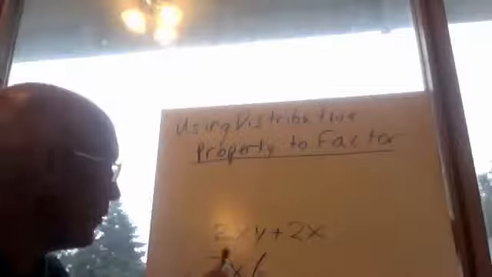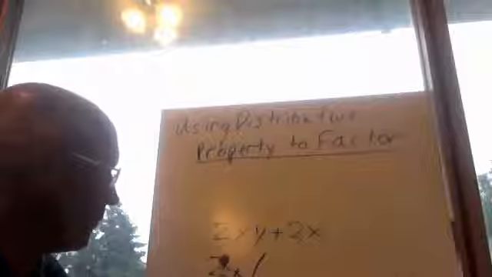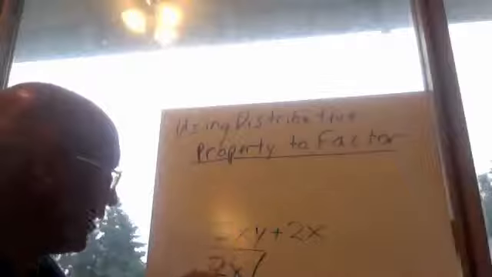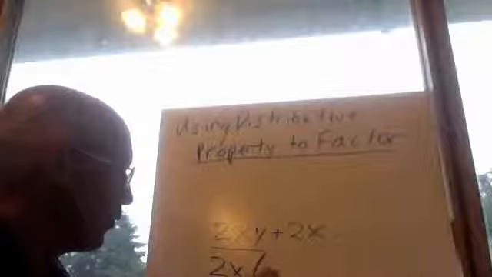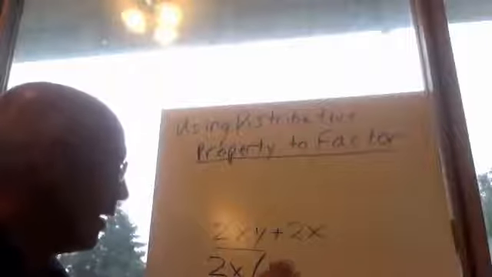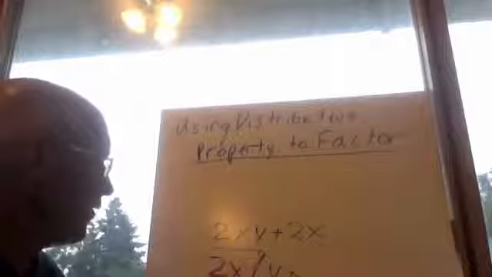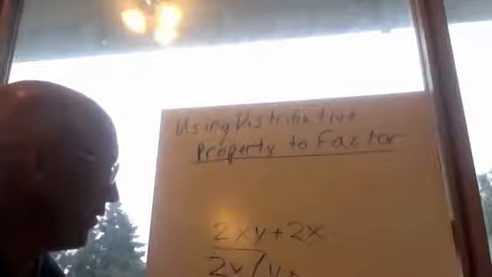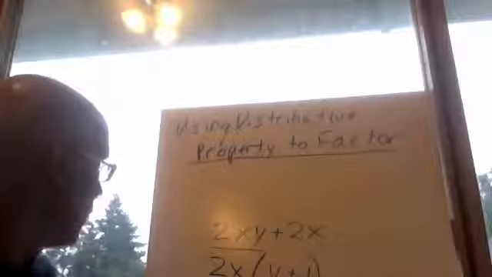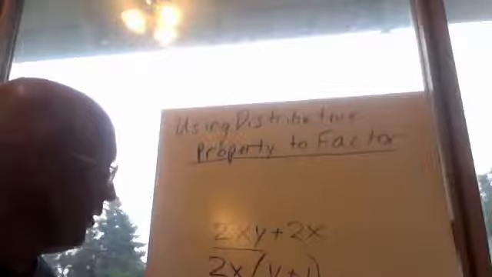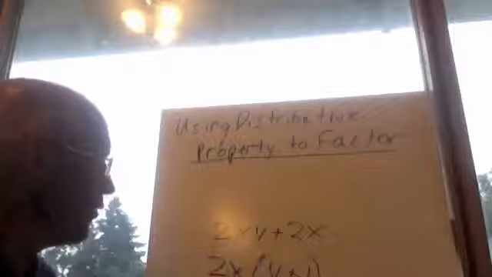And then we take the first term and we divide it by 2x. Can you almost see it right here? That's going to, 2 over 2 just becomes a 1, x over x becomes a 1, and what are we left with? We're left with y. And then we're going to do the same thing. We're going to divide 2x by 2x. And when we do that, you can see that becomes a 1, and we have the sign of addition. So, factoring this using the distributive property gives you that.